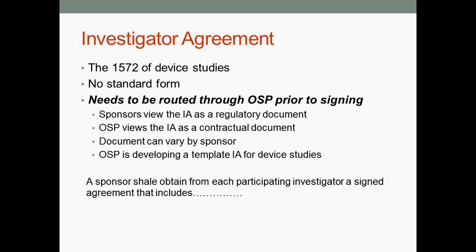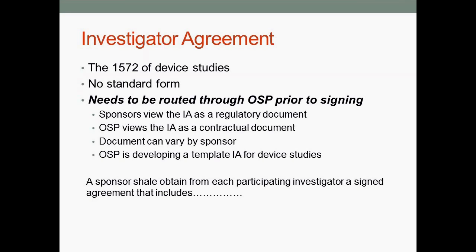I will say that OSP is aware of how this is our standard, and so they are working on developing a template that we might be able to use at the university, where if we're getting a variety of investigator agreements from different sponsors, maybe we can say, this is our investigator agreement for the university, would you be willing to use this? So it provides a more standardized form, and it would help get through OSP quicker.